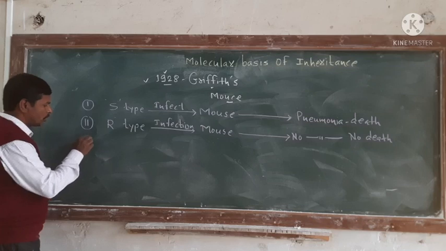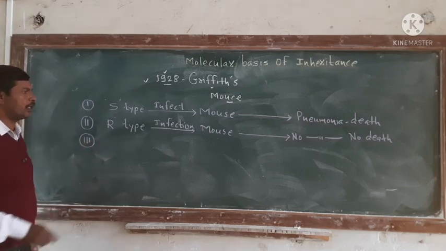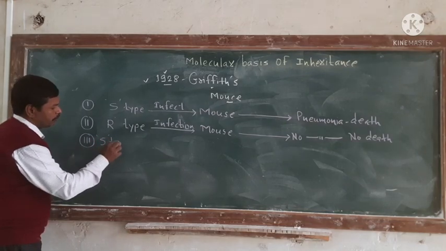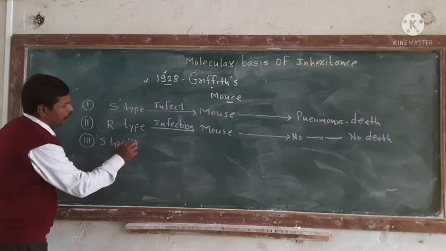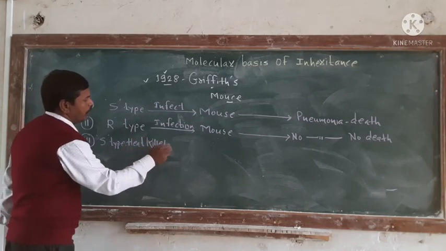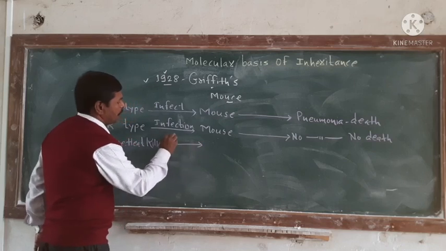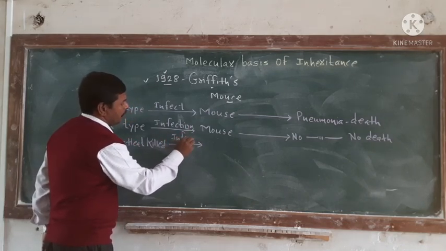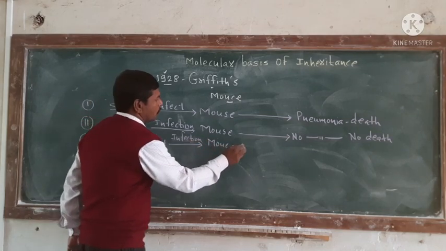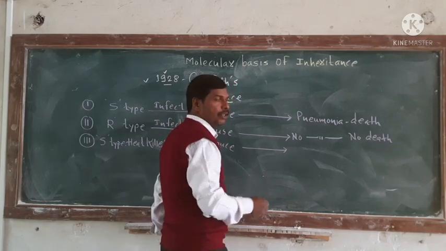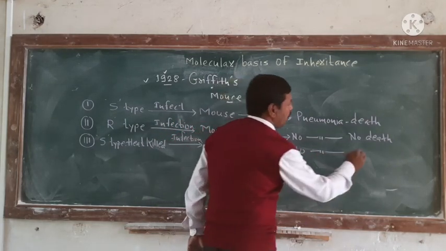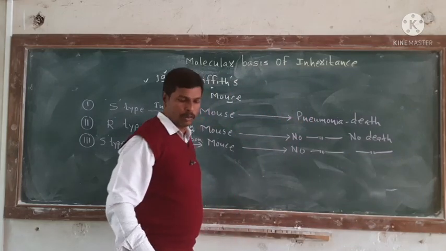Now the third step as concerned the experiment. Here, what happened? That specific S type is heat killed. And after the heat kill, again there is an infection to the mouse. What happens? Again there is no pneumonia. When there is no pneumonia, there is no death of that particular mouse.